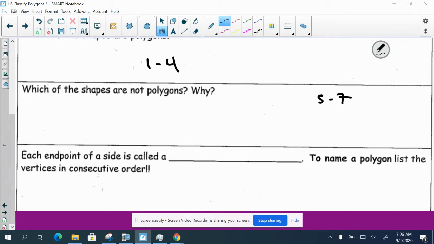So this note down here: each endpoint of a side is called a vertex. To name a polygon, you list the vertices in consecutive order. So, for example, let's say we have a quadrilateral with vertices labeled A, B, C, and D. There are a couple different ways to name this. The most common way is to start with the smallest letter of the alphabet, which would be A, and then go around. Consecutive order means just all the way around in order. So the most common way would be to write it in alphabetical order if possible. So we could say A, B, C, D.